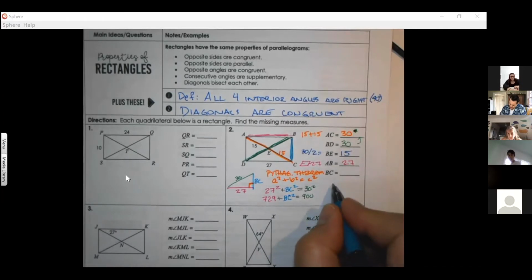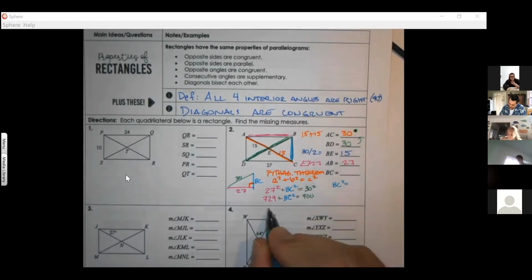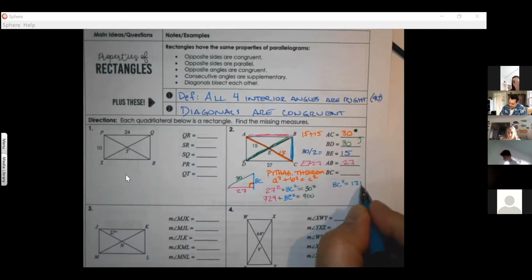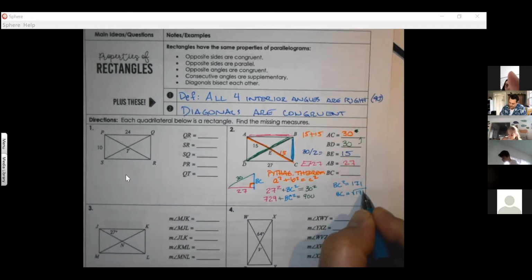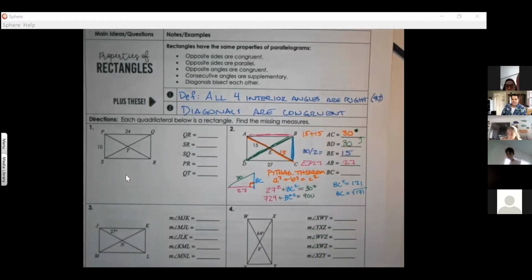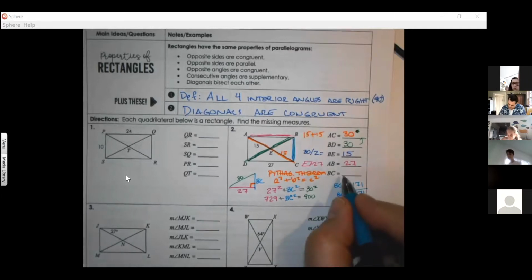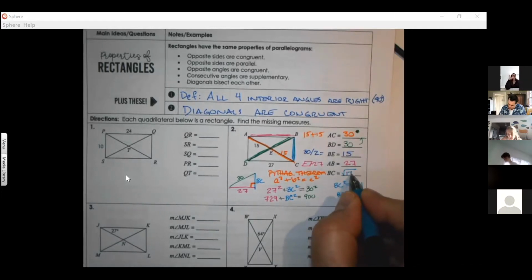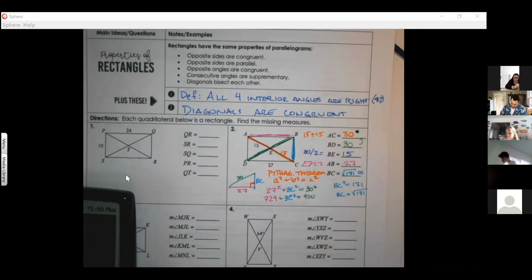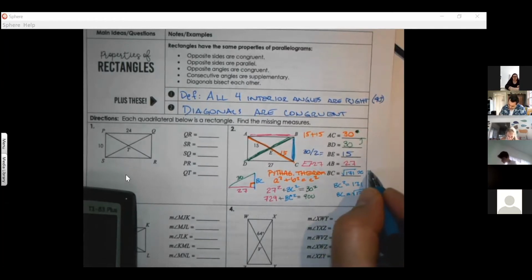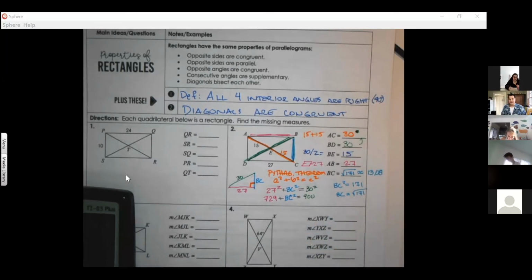So BC squared equals 171, which means BC is equal to the square root of 171. And that's a precise answer. We'll deal later with how to simplify that, but it's probably a good idea to give a decimal approximation. So after that, I'm going to put a little squiggly equal sign to say that it's being rounded. 13.08. I'm rounding that to the nearest 100th.